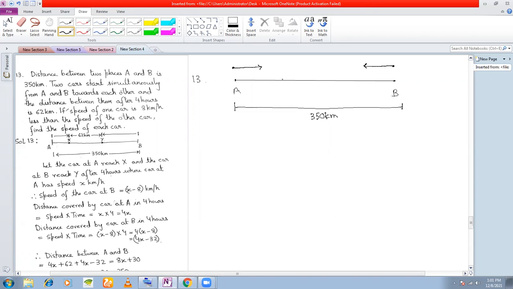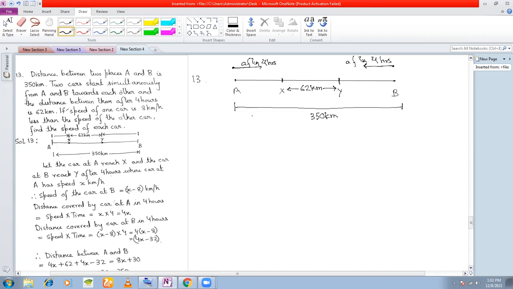So suppose after 4 hours the car A reaches here, and after 4 hours your friend's car reaches here, let's say Y. And after 4 hours, the distance between you and your friend is 62 kilometers. If the speed of one car is 8 kilometers less than the speed of the other car, find the speed of each car.